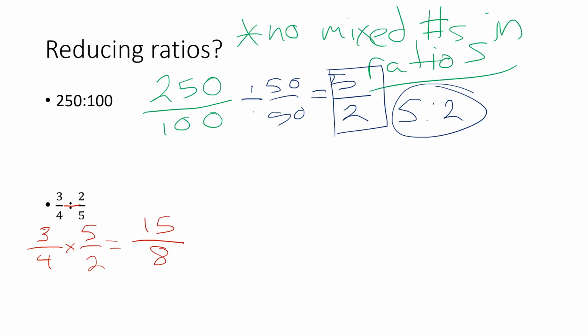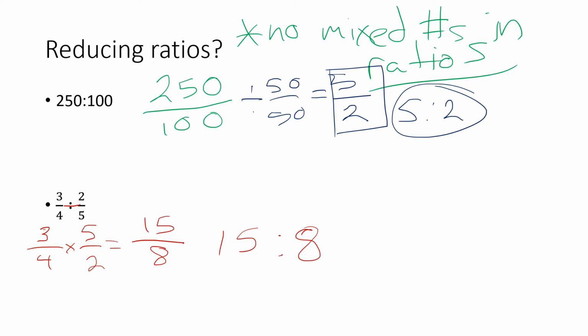Now, of course, once we're done with that, can we reduce 15 over 8 down any more? Is there anything that goes into both of those numbers? And there's not. So 15 over 8 or 15 to 8 is our final answer.